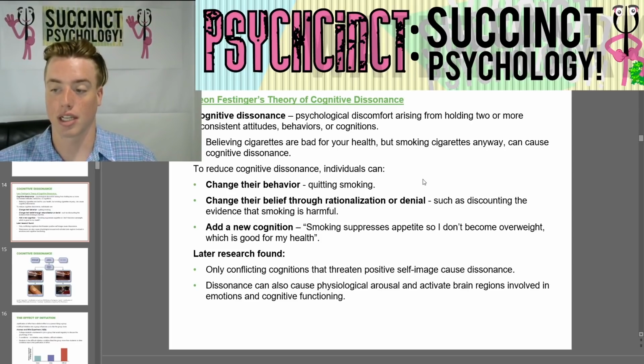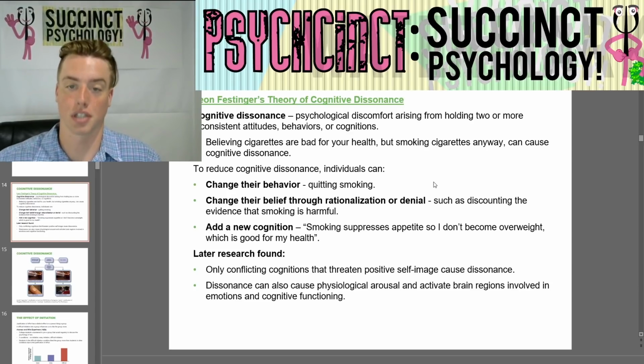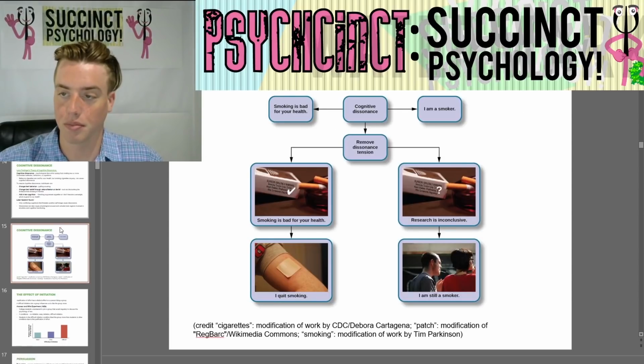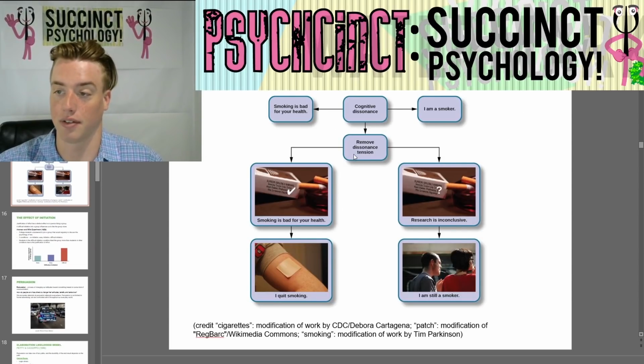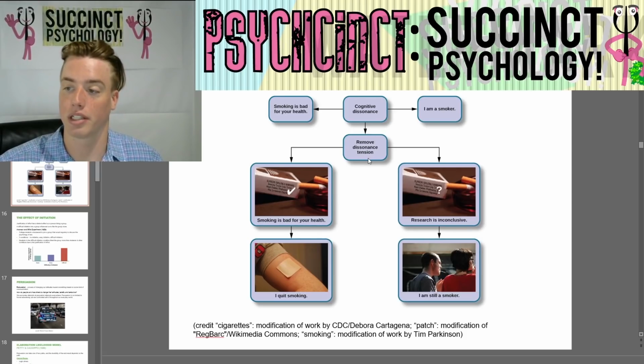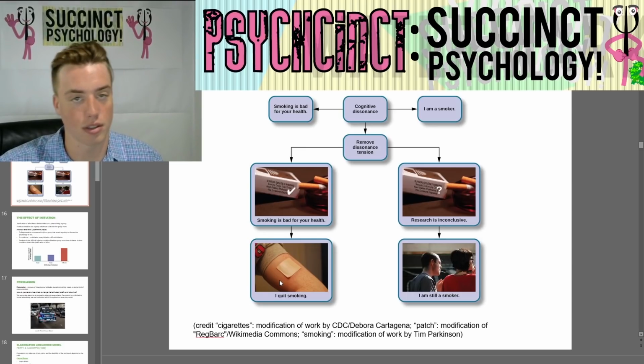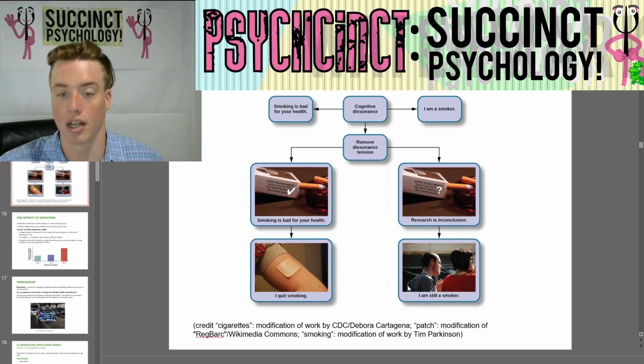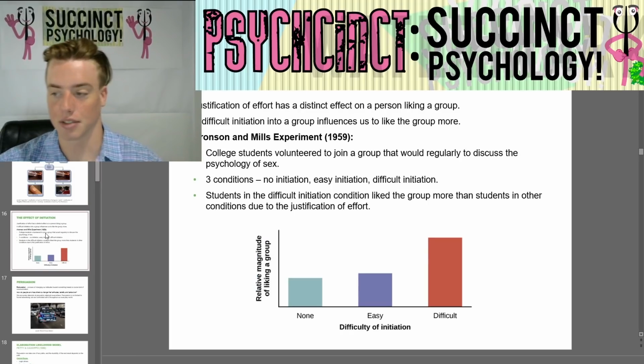Dissonance can also cause physiological arousal and activate brain regions involved in emotions and cognitive functioning. So here's an example, a nice chart of cognitive dissonance. The dissonance, smoking is bad for your health and you are a smoker, leads to cognitive dissonance. So you remove the dissonance tension. For example, smoking is bad for your health, so you're going to quit smoking to remove it. Otherwise, you could say the research is inconclusive, I'm still a smoker, but we don't know for sure if it gives you lung cancer, that kind of thing.